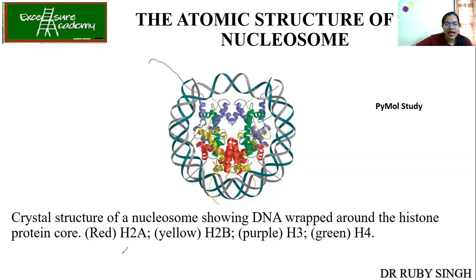Okay. So you can see that H2A, red. So you can see 2 copies are there. Yellow, H2B, here one and here one is there, that comes behind. Purple, again, 1 and 2 copies. Then green, H4, you have got here 2 copies. So totally, we have got the octamer.